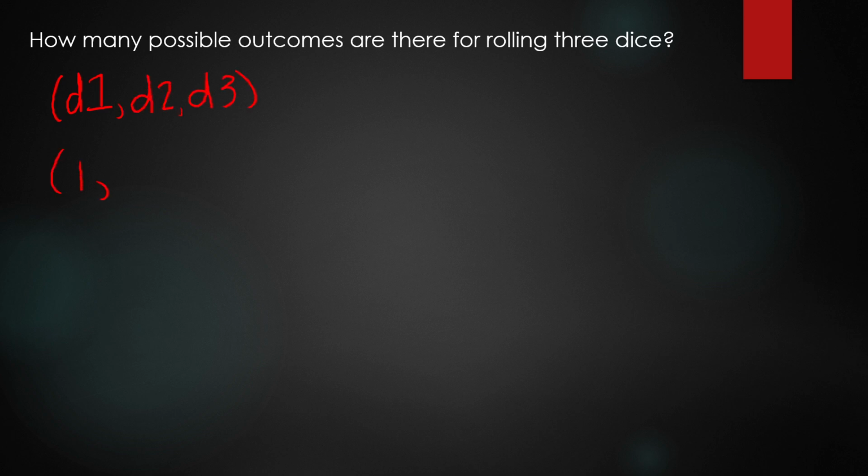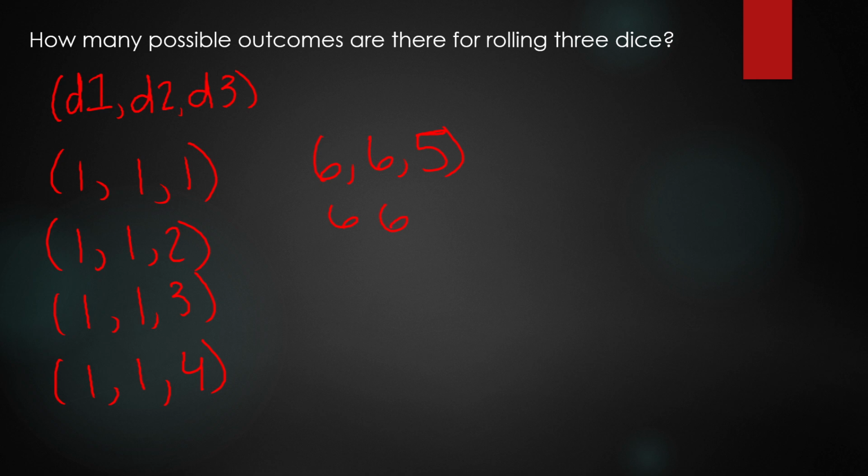I could get a 1, 1, and 1. I could roll the 1 on all of them. I could do 1, 1, 2. I could do 1, 1, 3. I could do 1, 1, 4, and so on, right? I could also do like 6, 6, 5. I could do 6, 6, 4, 6, 6, 3. There's a lot of them, right?